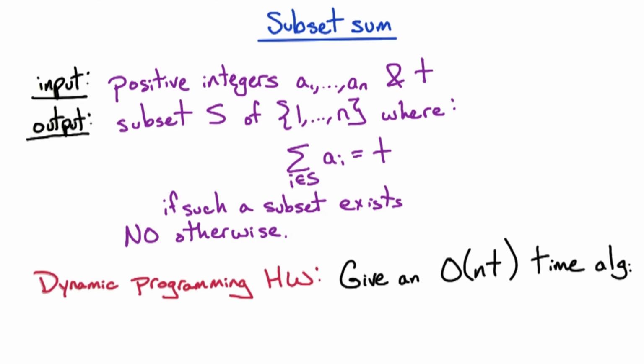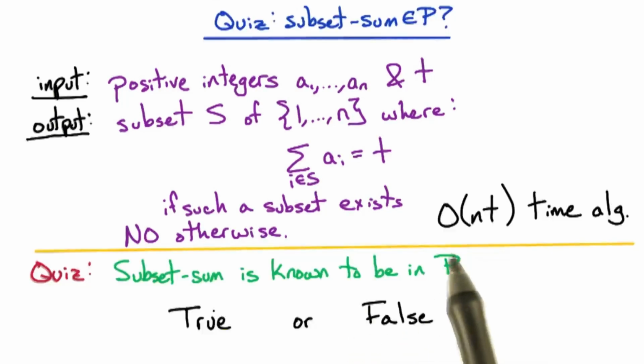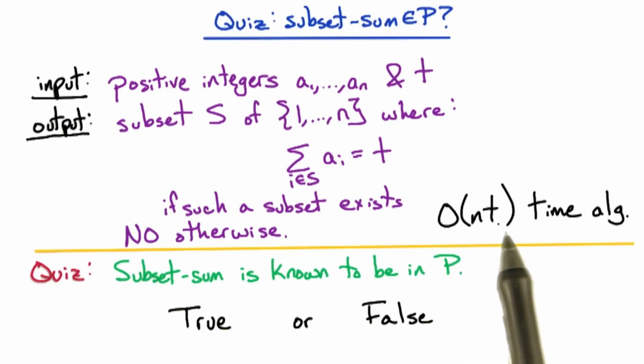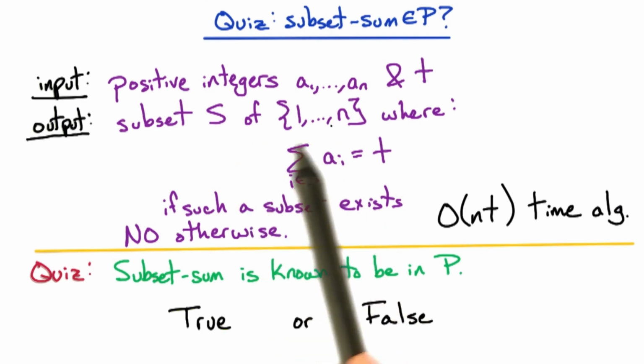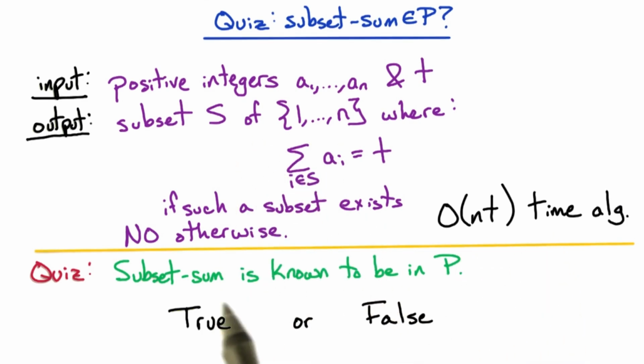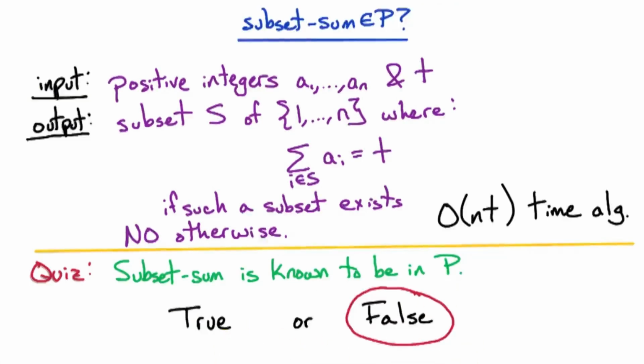This is a great practice problem for dynamic programming. Using dynamic programming, we can solve this problem in order n times t time. If you want practice with dynamic programming, I suggest you try that. Let's take for granted that there's an order n times t time algorithm for the subset sum problem. Now, given that fact, the subset sum problem is known to be in the class P. Is that true or false? This is false. Just like with the knapsack problem, this is not polynomial in the input size.